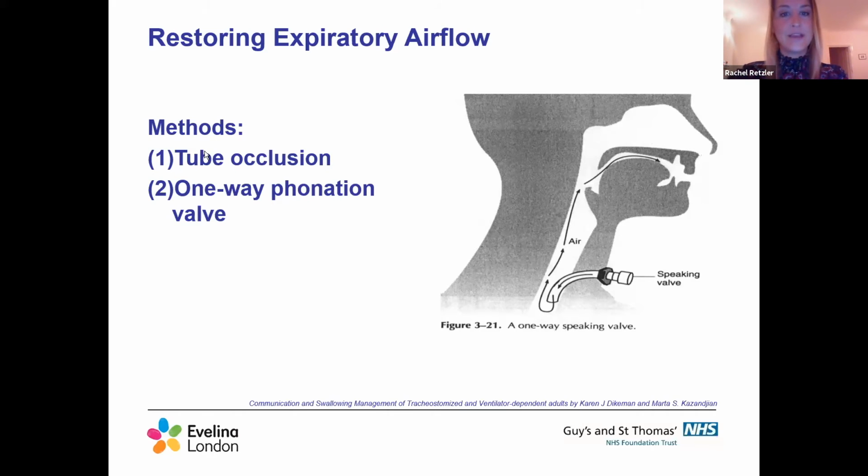As you can see in this image, there is a one-way valve on the hub of that tracheostomy as well. They note it as a speaking valve. I'm using the term one-way phonation valve because the actual function and the mechanism of this valve is to redirect airflow, not necessarily be the reason we have speech and language.